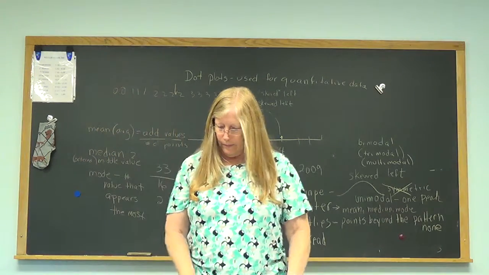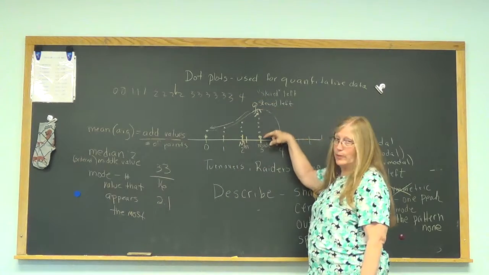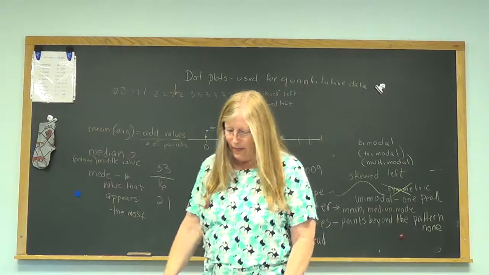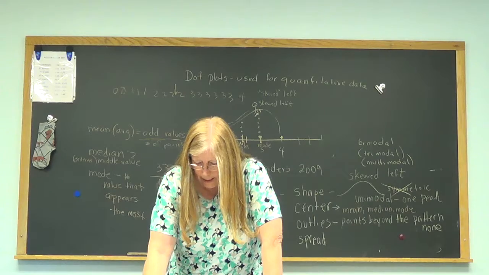All right. What was the mode? 3. The mode was the value that appeared the most. You see there are a lot more 3s than any other value. All right, so we've done shape, outliers, and center.